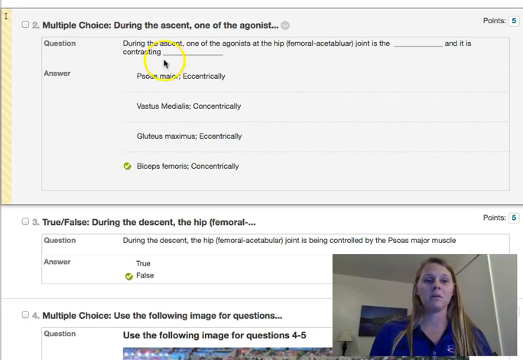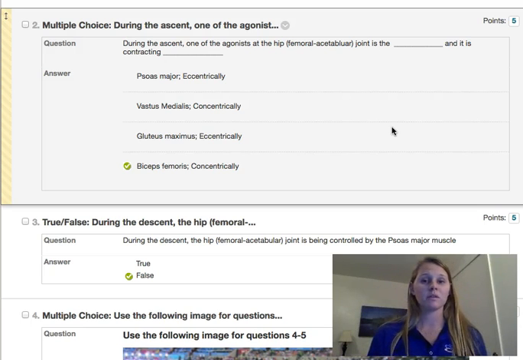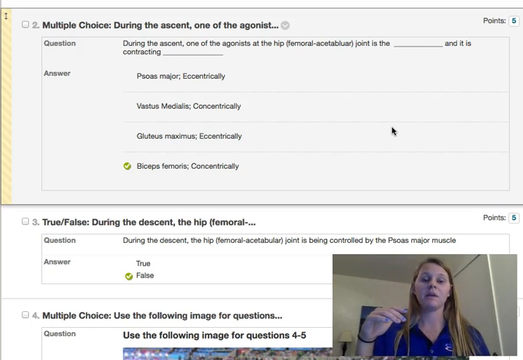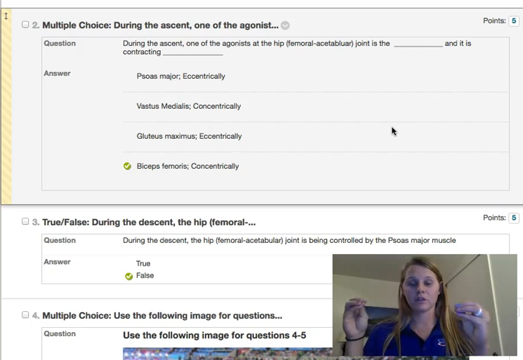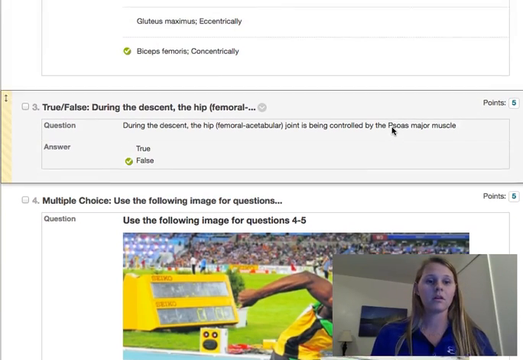So now we have to come to a conclusion of what kind of contraction is occurring. As she's ascending, she's standing up, her muscles are concentrically contracting, meaning her muscles are shortening. All right? And as she's descending, that means that her muscles are eccentrically contracting, they're elongating. So for this specific question, because it has to do with ascension, one of the agonists at the hip joint would be the biceps femoris, and she is contracting concentrically.